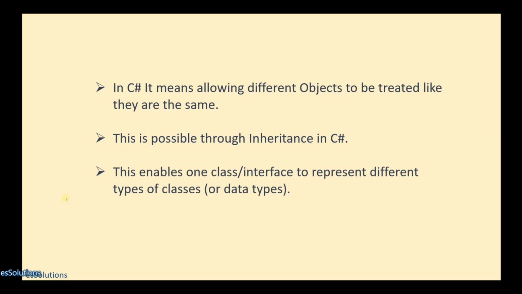Now, this enables a class or an interface. We'll be talking about interfaces much later in the series, but it allows classes to represent different types of class. So for example, one class can be used to represent various classes or data types in C#. Let's just look at this with an example.